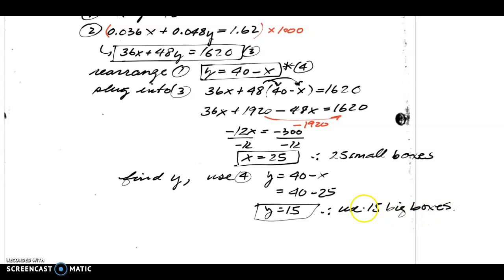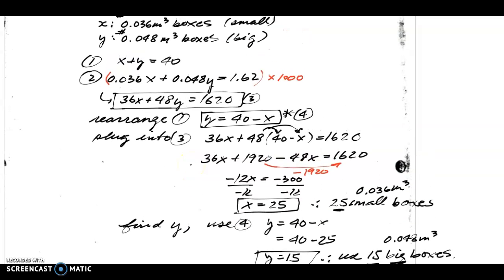That's it. You're done. That's all we need. And this is just big boxes, small boxes. We know the small boxes are 0.036, and the big box is referring to 0.048, I believe, in meters cubed. So that's it. That's really what we're looking for.